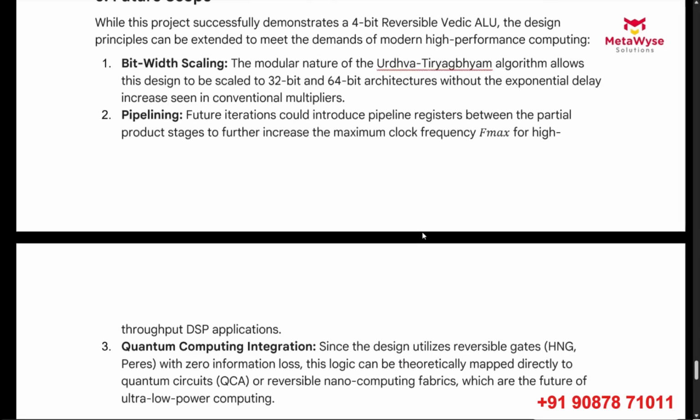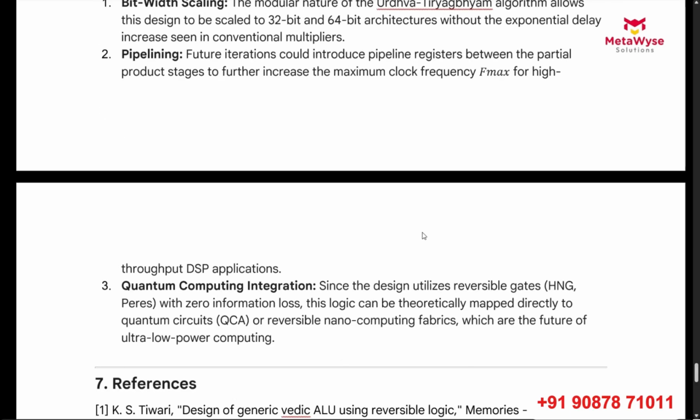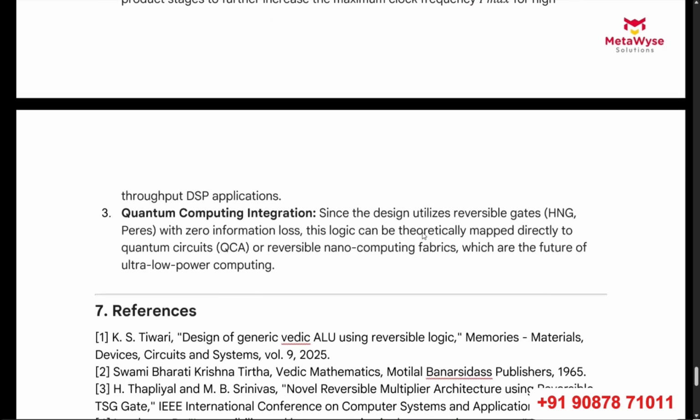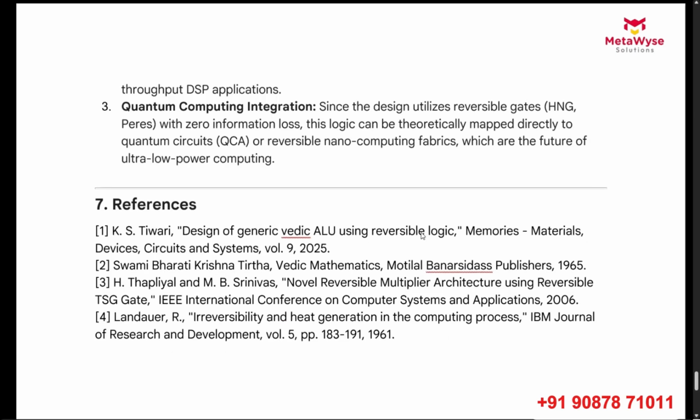As for future scope, we could increase the number of bits, which is basically bit width scaling. We did 8-bit, but could increase it to even a 64-bit architecture, as this board can handle it. Pipelining could also be done to further reduce latency. And quantum computing is also important, because these reversible gates have zero information loss, which is a key component of quantum computing, so we can utilize this there also. And these are the references we utilized.